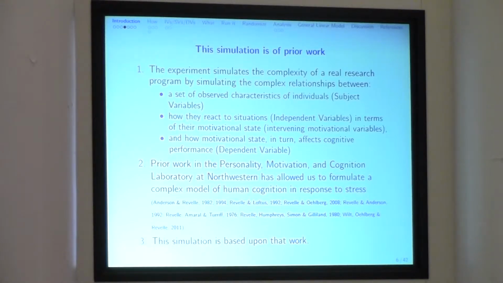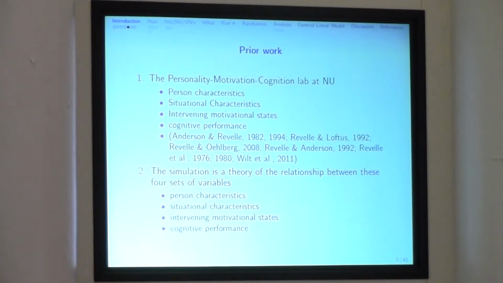And so I simulate in this particular one data that comes out of my lab. And in fact, I've actually used the simulation to give me ideas of what the right parameter values are to use in experiments. So we simulate subject variables, independent variables you can manipulate, such as caffeine or time of day, and intervening motivational variables, such as how aroused you say you are or how tense you say you are, and an outcome variable, such as cognitive performance. And the simulation actually fits data that comes out of our lab.